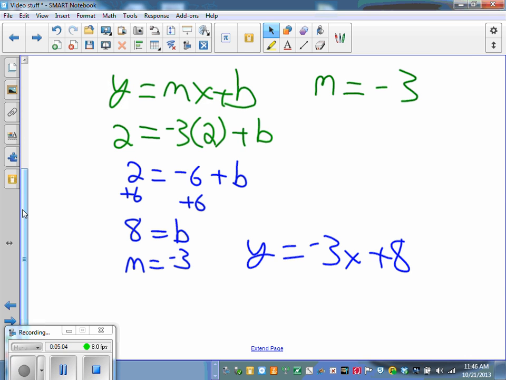And those are the 3 different ways to write it in slope-intercept form, given different information. The next video will show you how to write parallel and perpendicular lines.